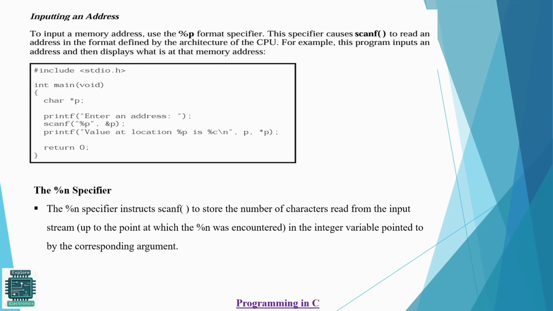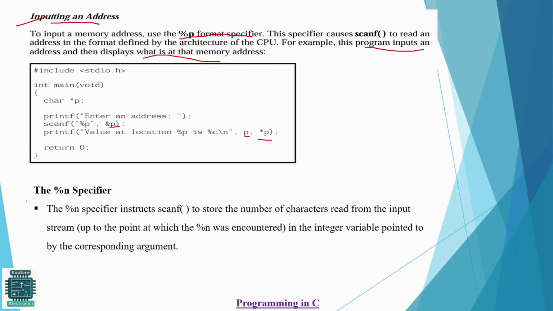And the next is inputting an address. For this, we will use the %p format specifier. It causes scanf to read an address in the format defined by the architecture of the CPU. For example, this program inputs an address, then displays what is at the memory address. Here we will get the memory address value also as an output. Here: enter an address, %p, and here p and %p. So one is for the value and another one is for the memory address where the value is stored. That is for inputting an address.